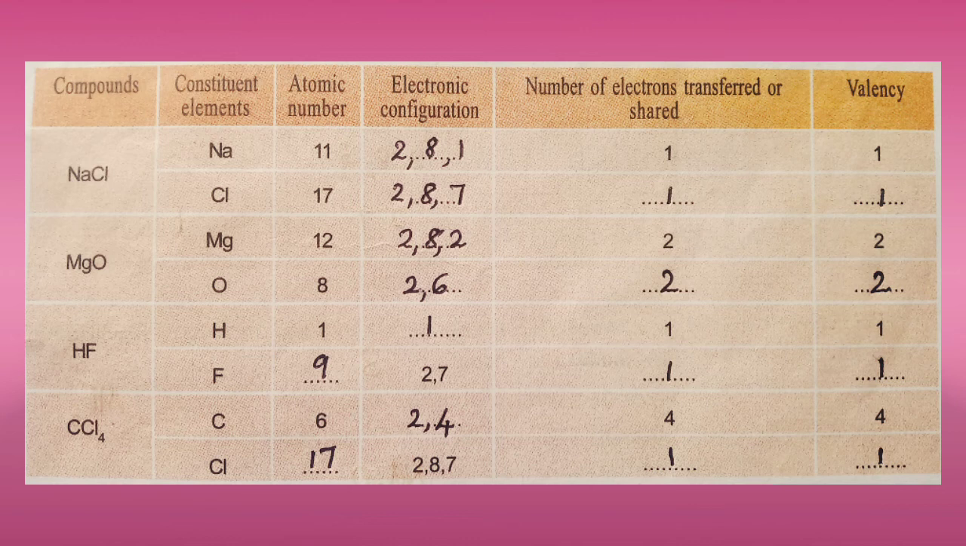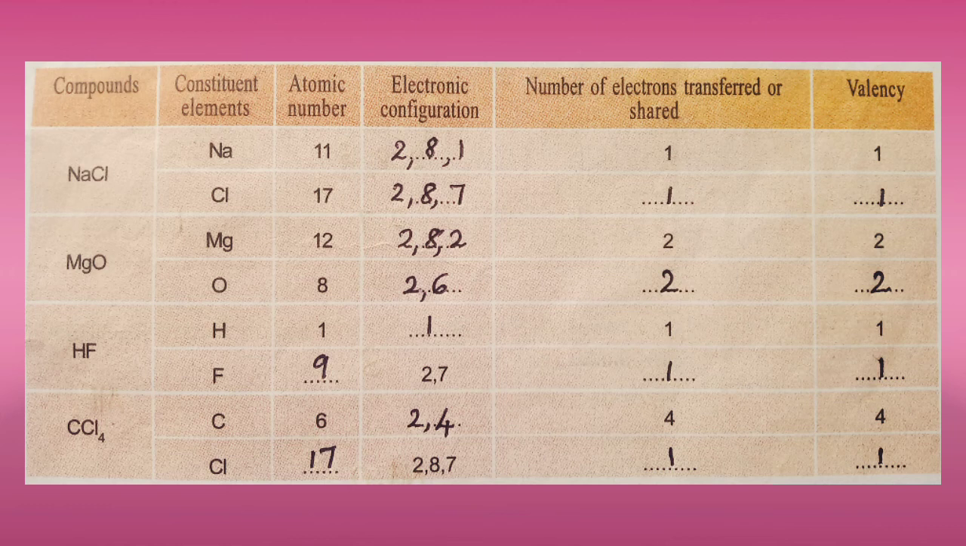In oxygen, the outermost shell contains 6 electrons. So, oxygen accepts 2 electrons from magnesium. So, the valency of oxygen is also 2. Next one, hydrogen fluoride. Constituent elements are hydrogen and fluorine. Hydrogen, atomic number 1, electronic configuration 1. The atomic number of fluorine is 9, electronic configuration is 2, 7.